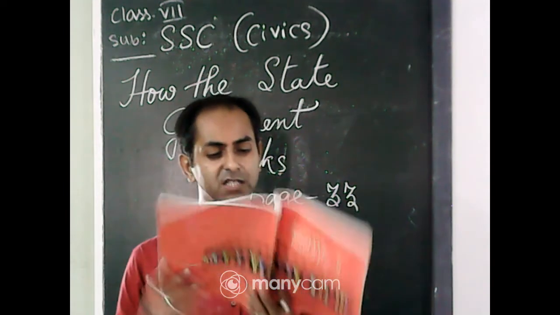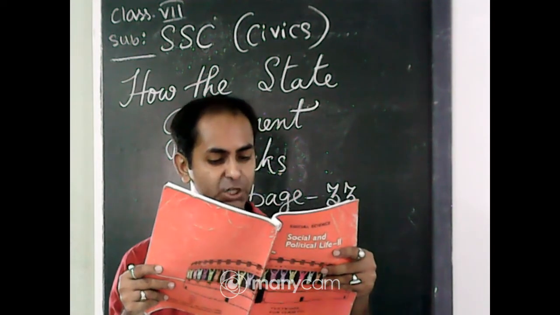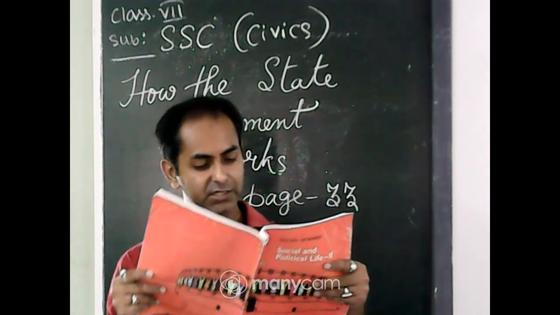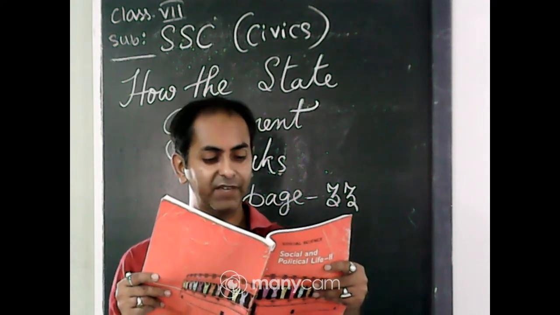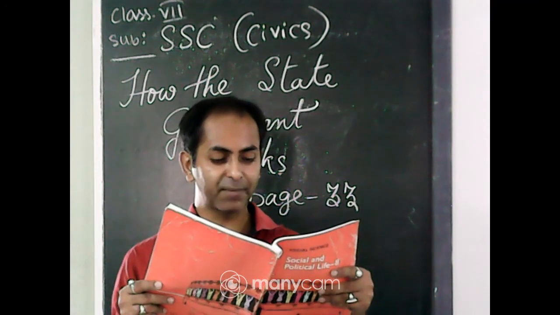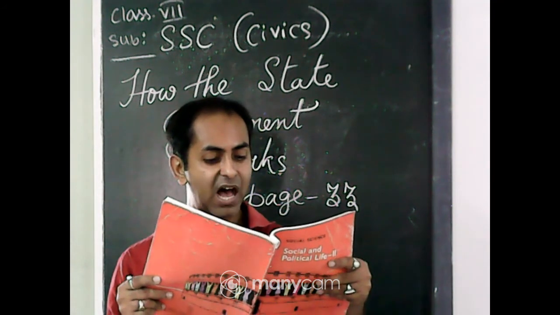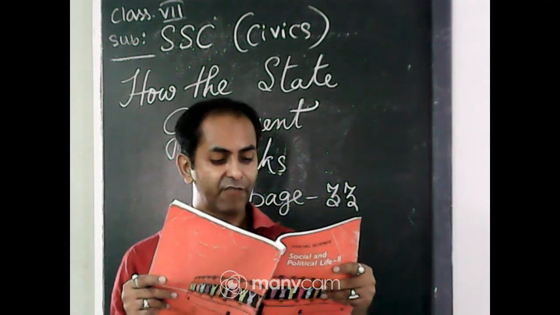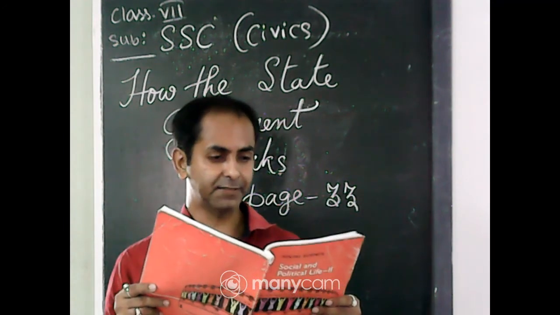So children, let us read this line once more. In our democracy, these members can ask questions, debate on important issues, decide where money should be spent, etc. They have the main authority. So who is having the main authority? You can underline: in a democracy, these members, that means the members of the legislative assembly, can ask questions, debate on important issues, then decide where money should be spent. They have the main authority.